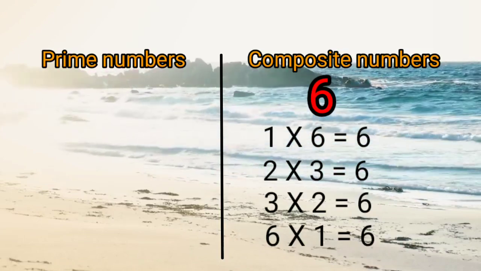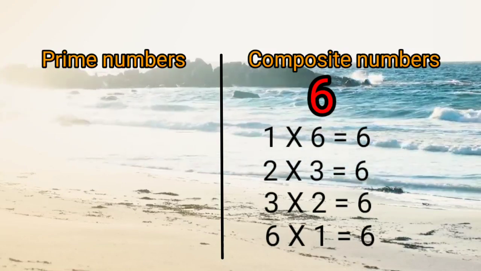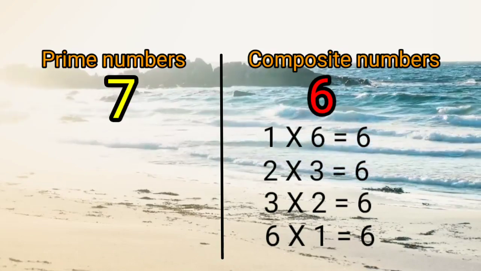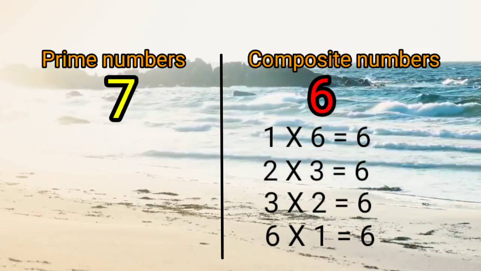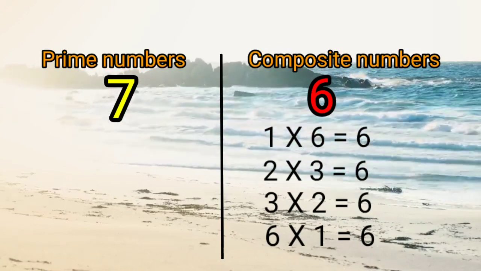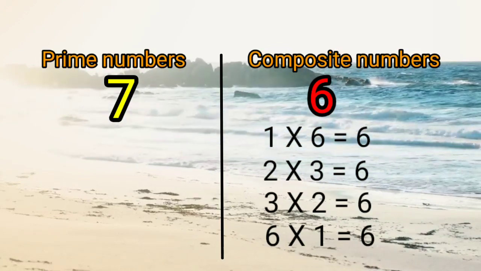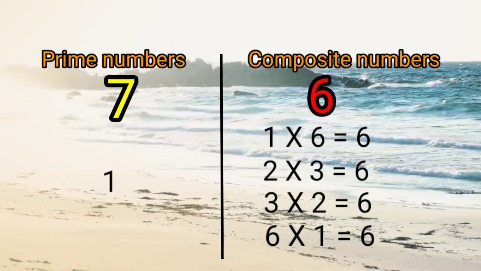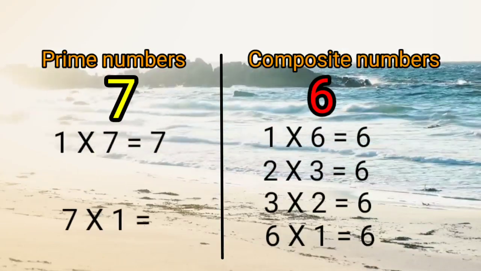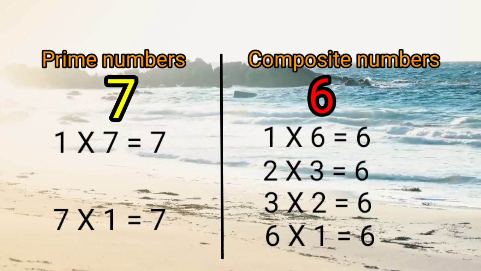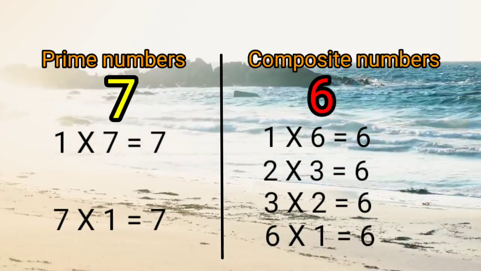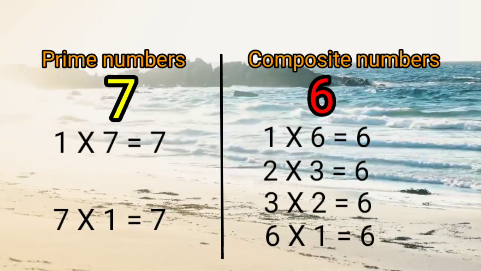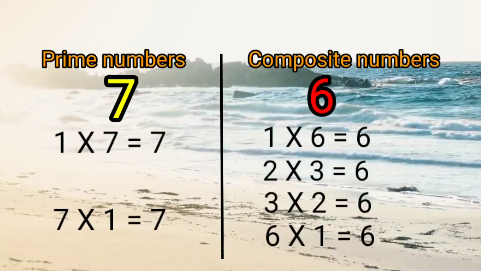Now 6 could have been written in these 4 ways, but if you take another number, this time say 7, so now we will take the number 7 in place of 6. If I want to write 7 as a product of two numbers, in which way can I write? Well, note that 7 can be written as 1 into 7 or 7 into 1. But now we are stuck, because other than these two ways of writing 7 as a product of two numbers, we cannot find more ways.